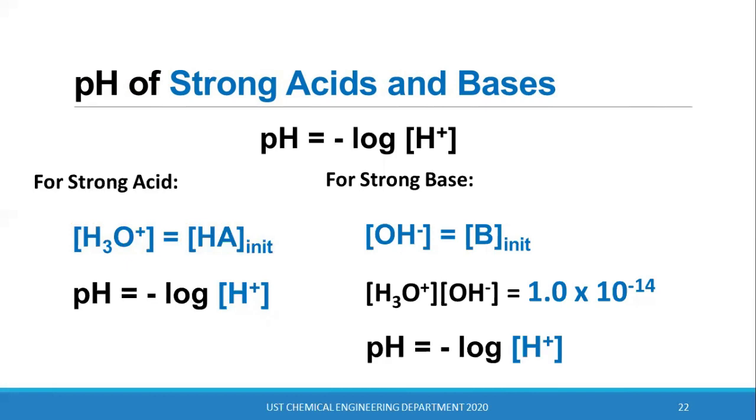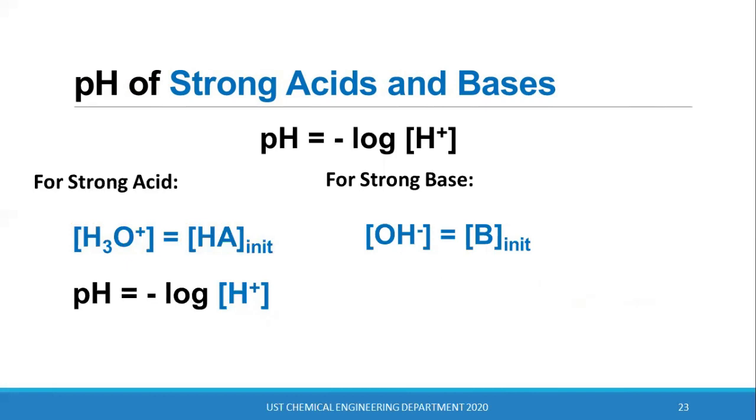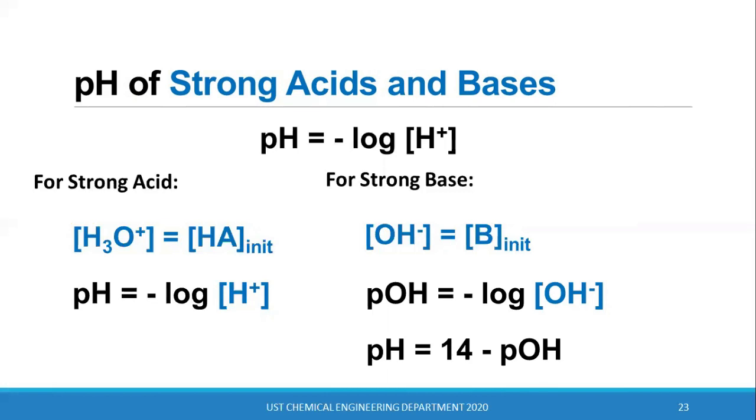For strong base, we have another option for solving the pH. Pwede rin na after masolve ang OH minus concentration, we can solve for the pOH using the following formula. Then after solving for the pOH, we can use the relationship to solve for the pH. Again, ito yung na-discuss din natin kanina sa autoprotolysis of water. Sample problems will be discussed later to better understand these steps for pH of strong acids and bases.